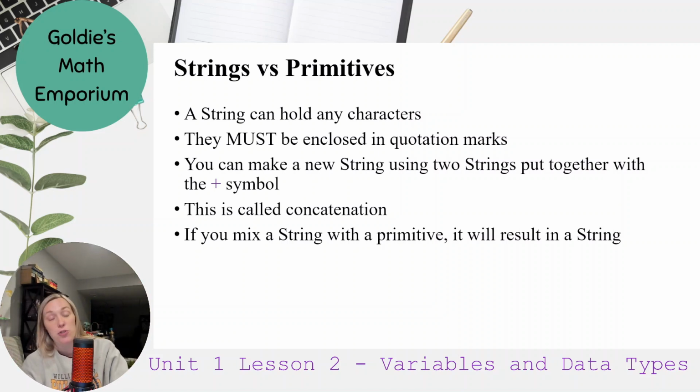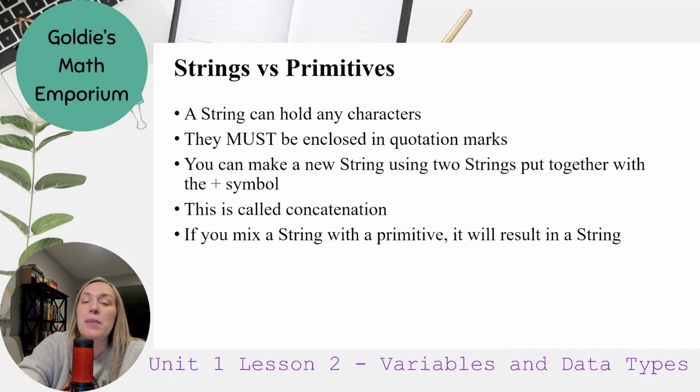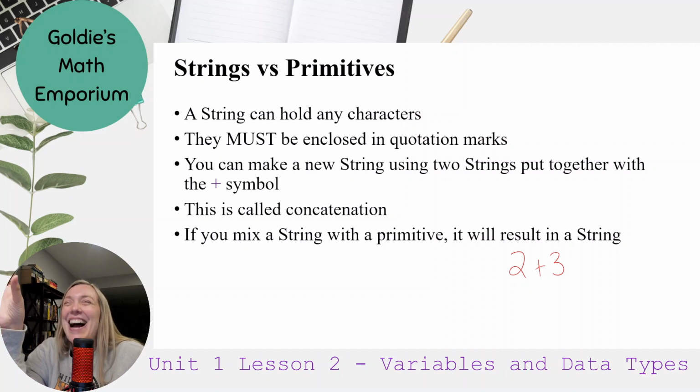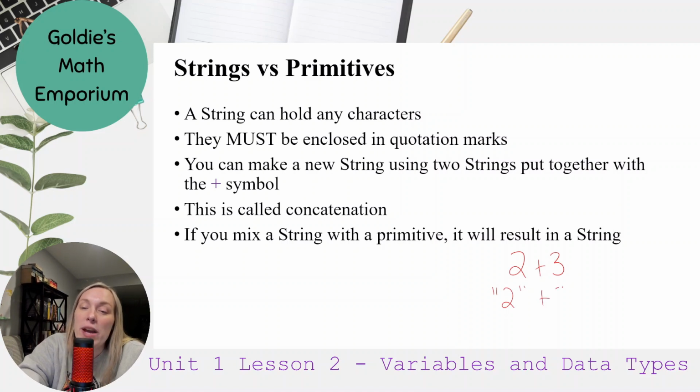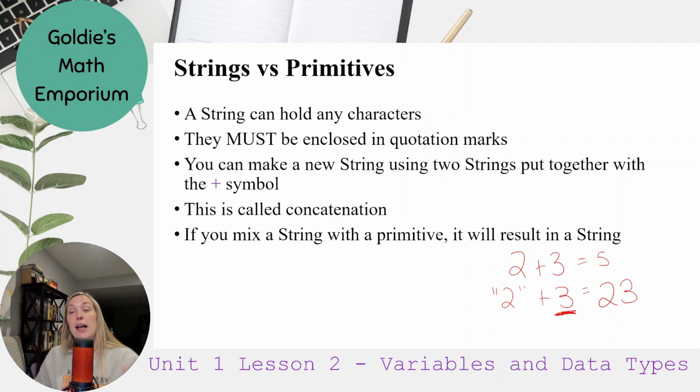Another thing to know with strings and primitives: if you mix a string with a primitive, it will result in a string. If you mix two primitives together, 2 plus 3, that's going to give you a 5. Two integers added together are going to give you an integer. If you have a string with a primitive, however, it's going to treat this primitive as a string, so you're going to get the value of 23 as a string, because a string can hold any character at all, including numbers.